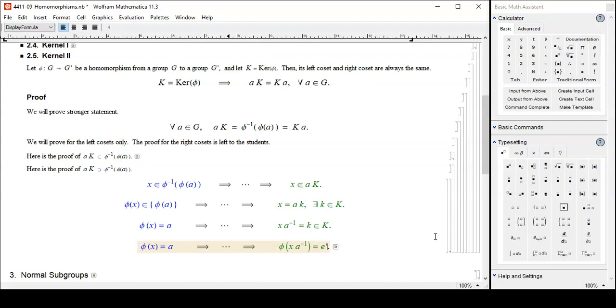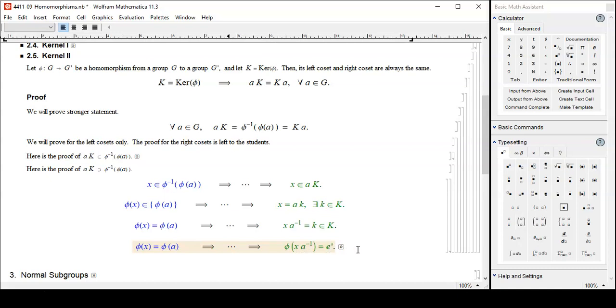Then phi of XA inverse, something's not right, not A, phi of A. Okay, that makes much more sense. A belongs to G, phi of X belongs to G prime, so it didn't make any sense. So phi of X belongs to the singleton, so phi of X must be the same as the only element here. So that's the same. Phi of X is equal to phi of A. Then phi of X times A inverse is E prime.